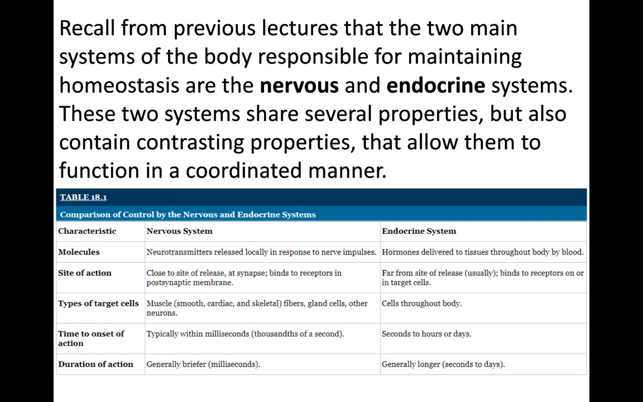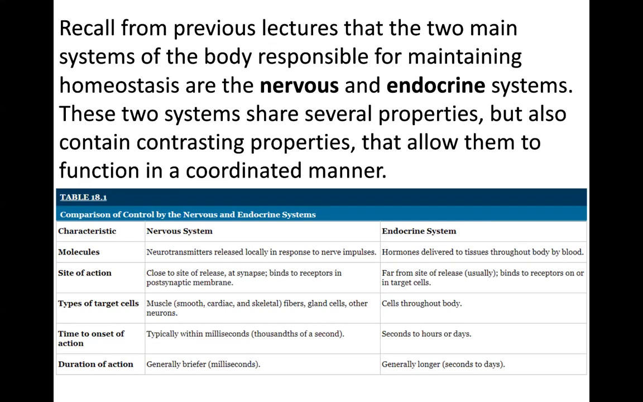I've already mentioned this, but recalling from previous lectures, and it was the very first lecture of the semester, the 2 main systems of the body most responsible for maintaining homeostasis are the nervous and endocrine systems. These 2 systems share several properties, but also contain contrasting properties. So in other words, they're similar in some ways, but also very different in others.